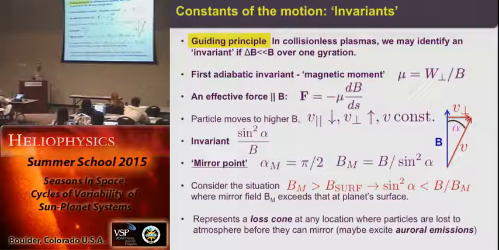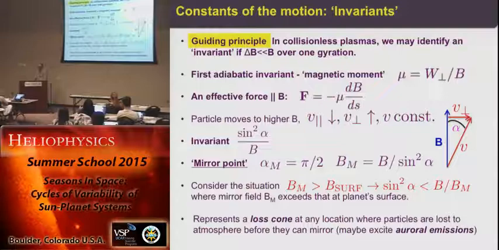in particular the first adiabatic invariant associated with particle gyration, if the change in field which we need to drive a drift, if that change in field is small compared to the field itself over a single gyration, then it's valid to use this notion of an invariant quantity. And quantitatively, for gyratory motion, that invariant is equivalent to the magnetic moment of the gyrating particle. And there's a problem about this in the homework, which I hope will illustrate this further. But essentially, that quantity mu is the kinetic energy of gyration, W perp, divided by the field strength, B.